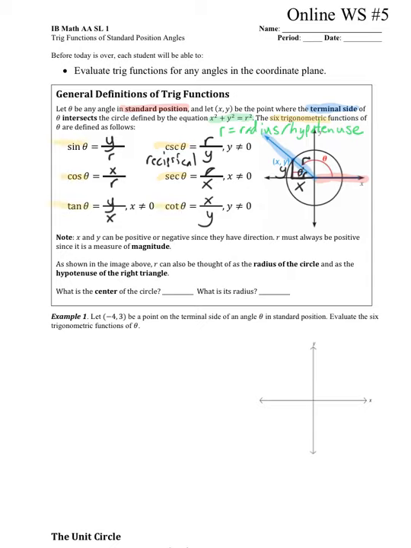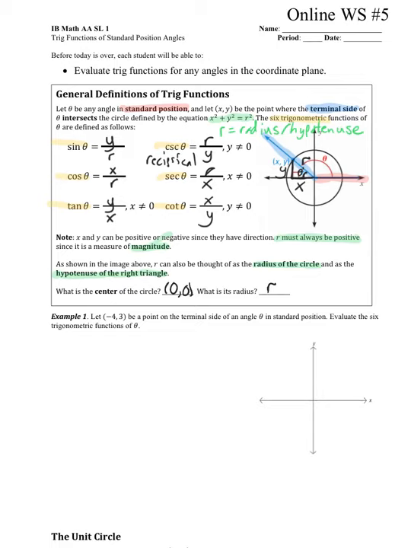Another important note, it says x and y can be positive or negative, but r must always be positive. That's because r is considered a magnitude, which is why it's a positive value. But x and y can be positive or negative, and that depends on which quadrants they're in. We'll talk about that part a little later in the video. I already mentioned r is going to be the radius of the circle, and it's also going to be the hypotenuse of the right triangle. When we're talking about the center of the circle, we always want to think about the origin, 0, 0. And the radius is always going to be this value r right here.